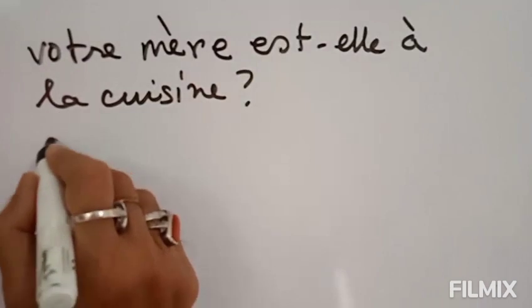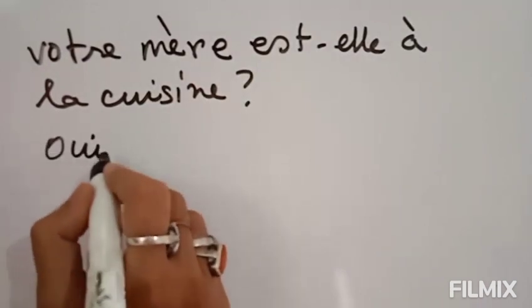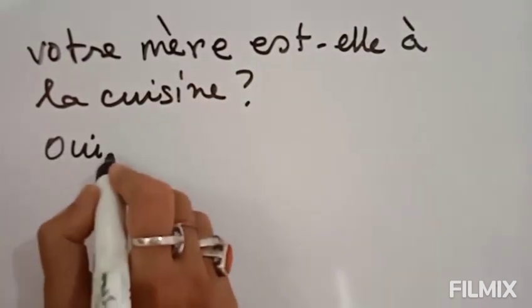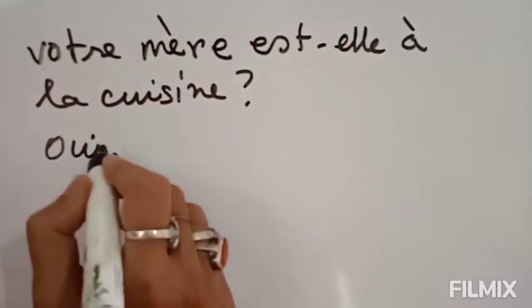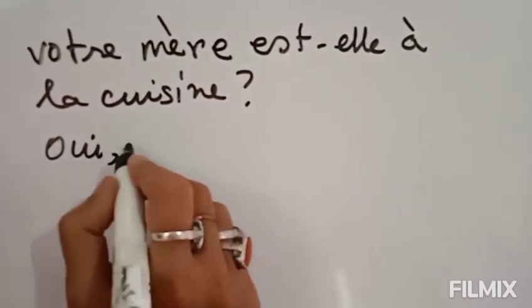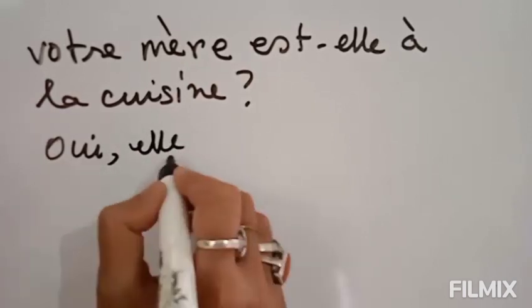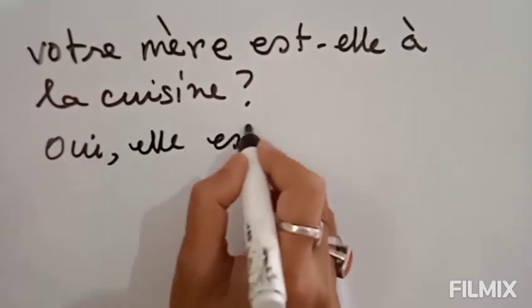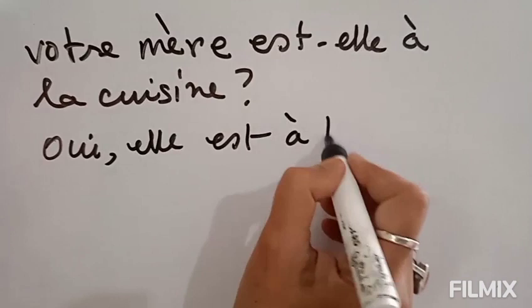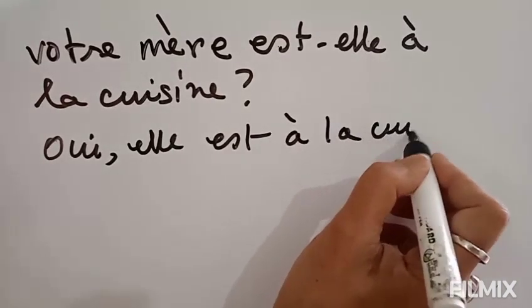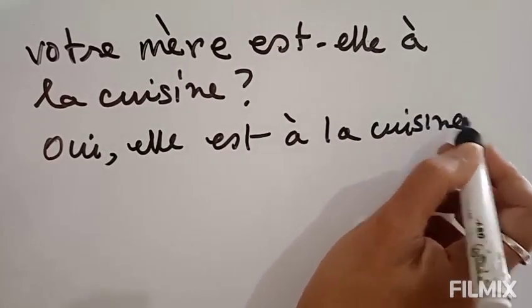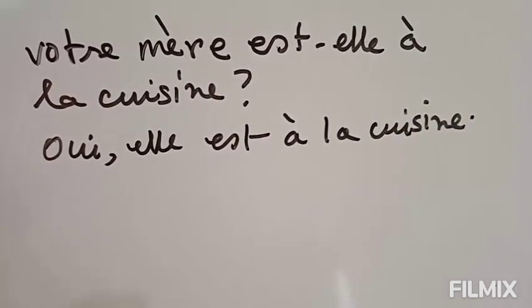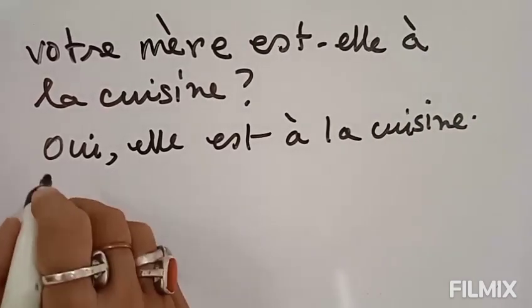So, first answer, be careful. See how to give the first answer. This is the affirmative answer. Oui. Oui means yes in French. Oui, elle, I am using a pronoun. Elle est à la cuisine. This is my first answer, the affirmative answer.